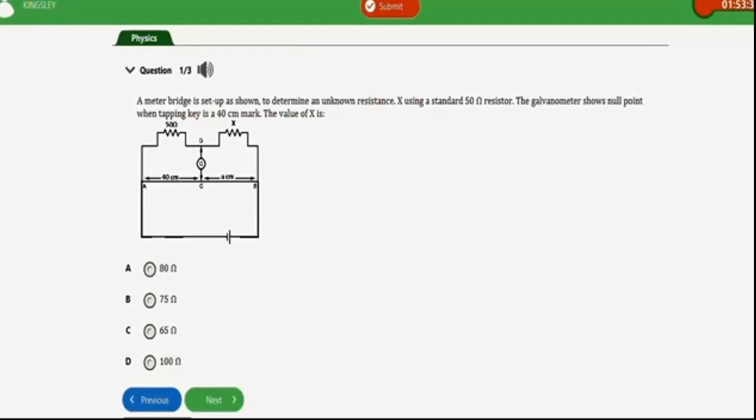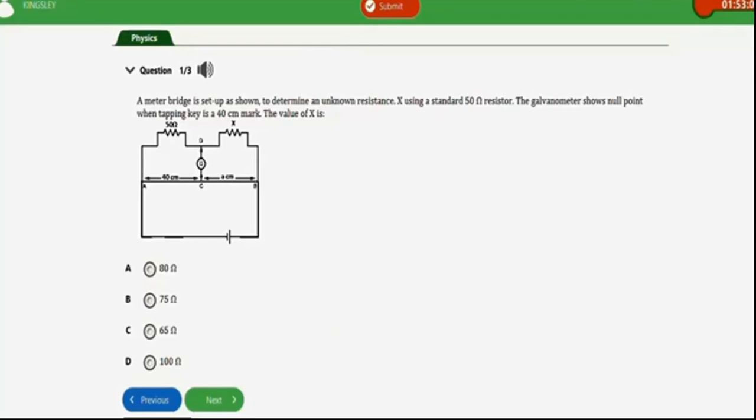The first question I have here says the meter bridge is set up as shown to determine an unknown resistance X using a standard 50 ohms resistor. The galvanometer shows null point when the tapping key is at the 40 cm mark. The value of X is what?